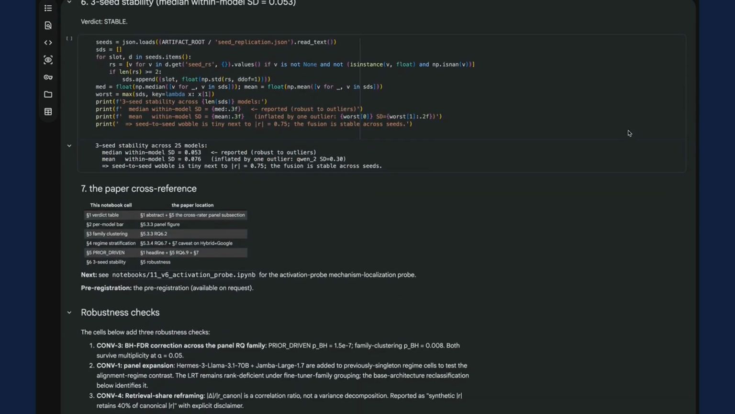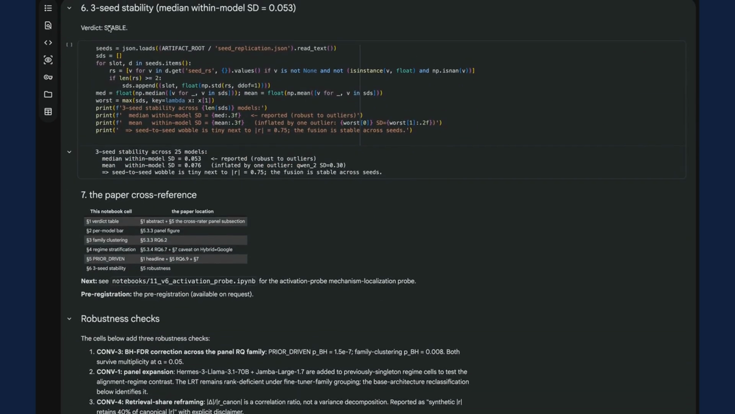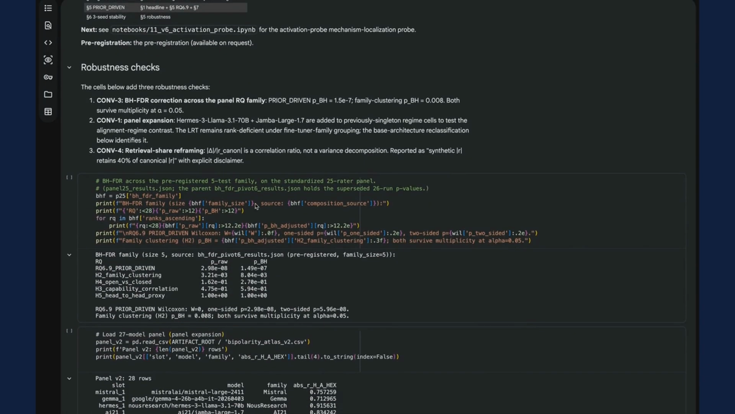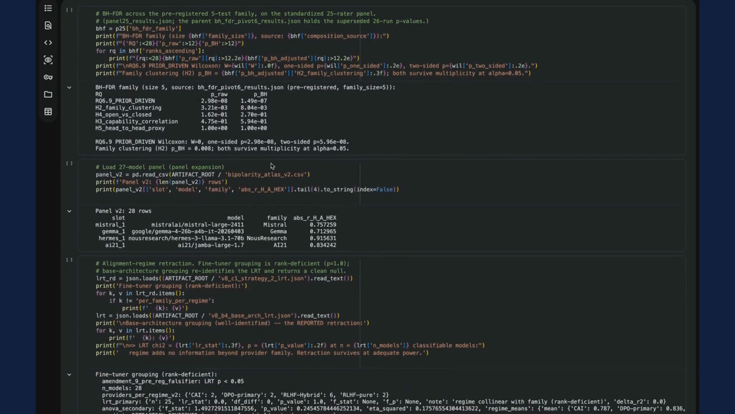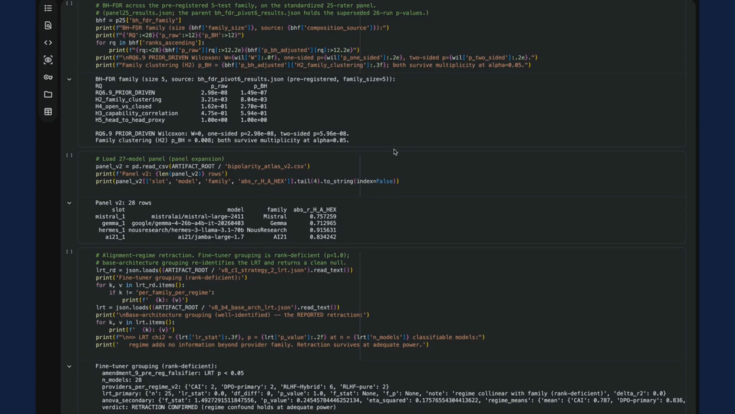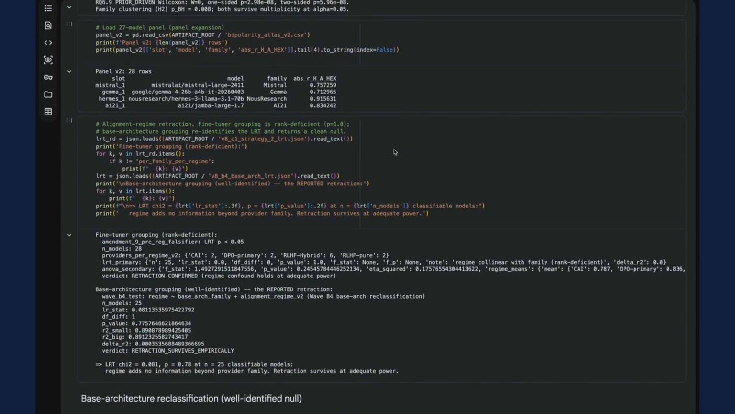The panel then expands to 28 rows for the retraction test, where the alignment regime contrast comes back collinear with provider family, and the likelihood ratio test gives p equals 0.78. The contrast is retracted as structurally untestable. The last cell reframes it as a retrieval share. Synthetic absolute R retains about 40% of the canonical value, so roughly 60% of the measured correlation is the retrieved prior. That is the catch, quantified.